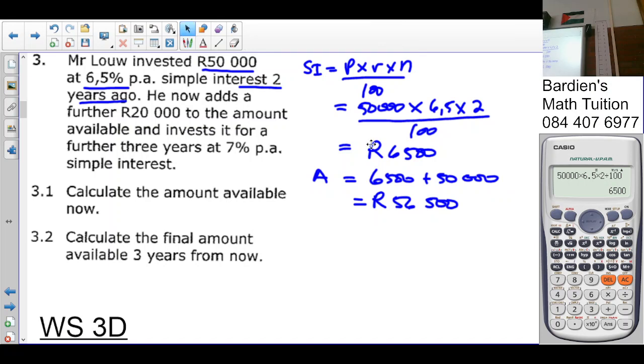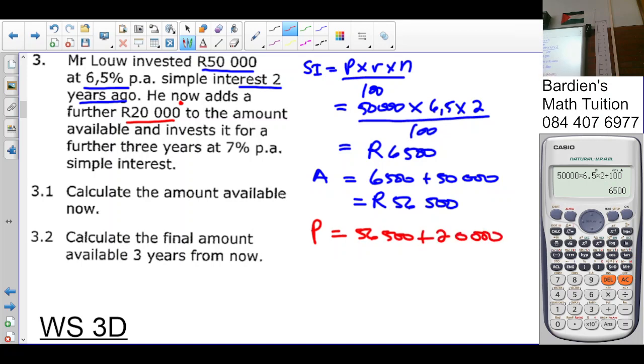So now he adds a further 20,000 rand. He's adding 20,000 rand to what amount? Which is the A value, which is 56,500. Why? Because that 50,000 rand has gained an interest for 2 years. Can you see that, people? So the new principal now for the invested amount is going to be 56,500 plus 20,000 rand, which gives you 76,500.